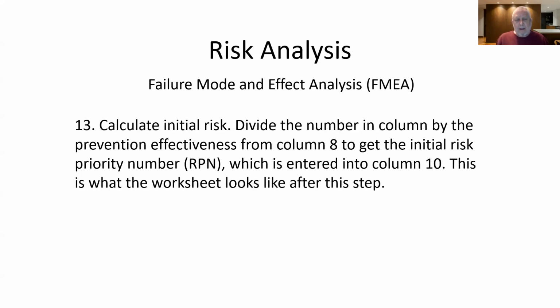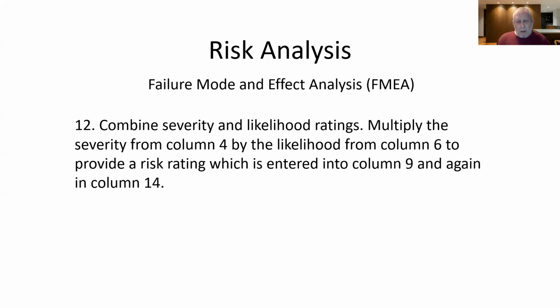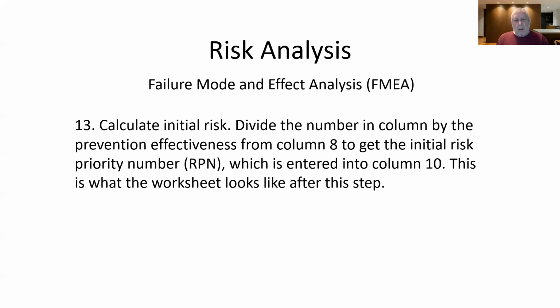Calculate initial risk. Divide the number in column 9 by the prevention effectiveness from column 8 to get the initial risk priority number, RPN, presented in column 10. I didn't put column 9 there. Divide the number in column 9 by prevention effectiveness in column 8 to get the initial risk number, which is entered in column 10.